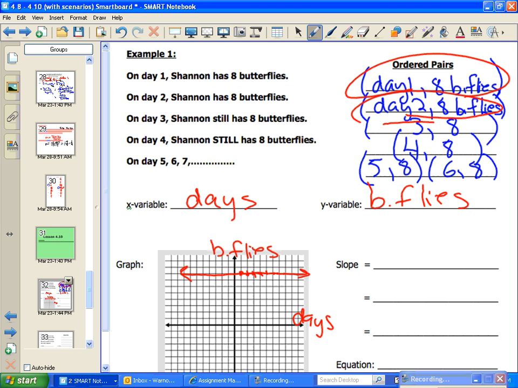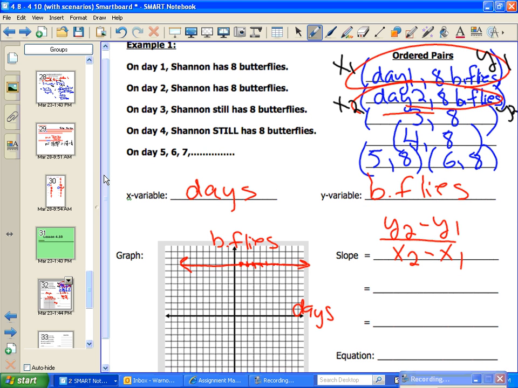Mackenzie? y2 minus y1 over x2 minus x1. Okay, so we'll let this be x1 and this be y1, this be x2 and this be y2. This would work no matter what ordered pairs you picked. David, plug the numbers in for me. What's y2? Yeah, plug in y2 here.